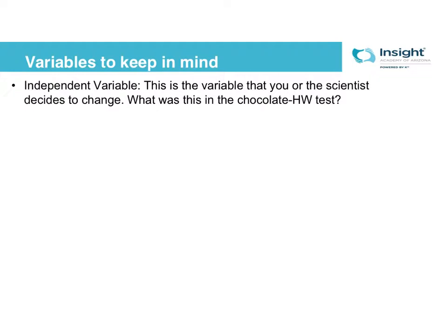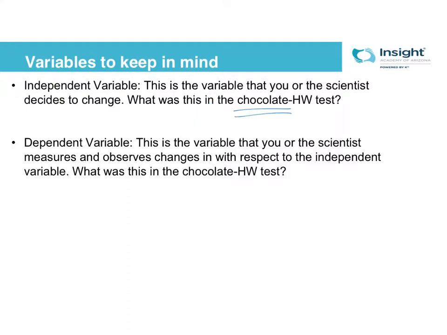So in the homework chocolate test, what was the independent variable? What were the students deciding to change in their experiment? All right. Hopefully you are thinking, oh, that's the chocolate. All right. So the students, who are the experimenters, decided to bring in chocolate or not bring in chocolate, and that's the independent variable. All right. So chocolate was the independent variable.